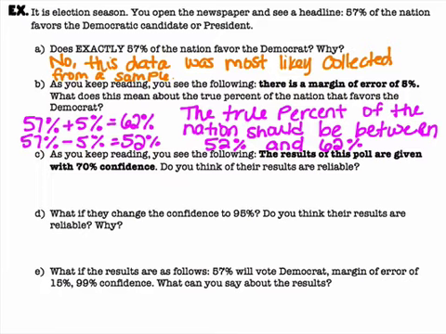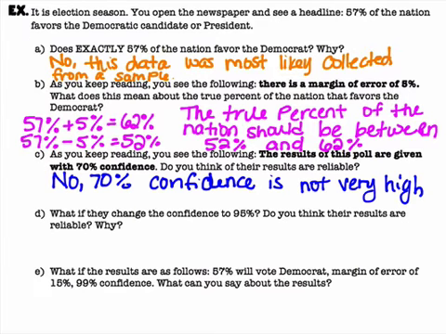As you keep reading, you see the following. The results of this poll are given with 70% confidence. Do you think their results are reliable? Okay, so no, 70% confidence is not very high. So you want to be closer to 90, 95, 99%. Those would be more reliable the closer you get to 100%.